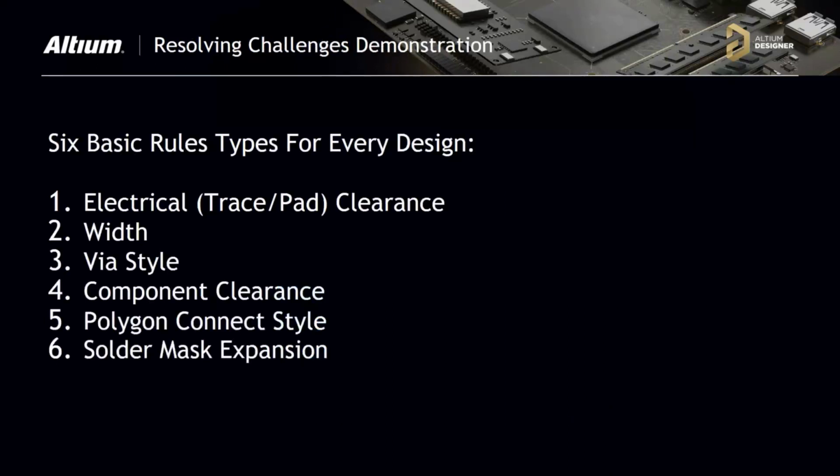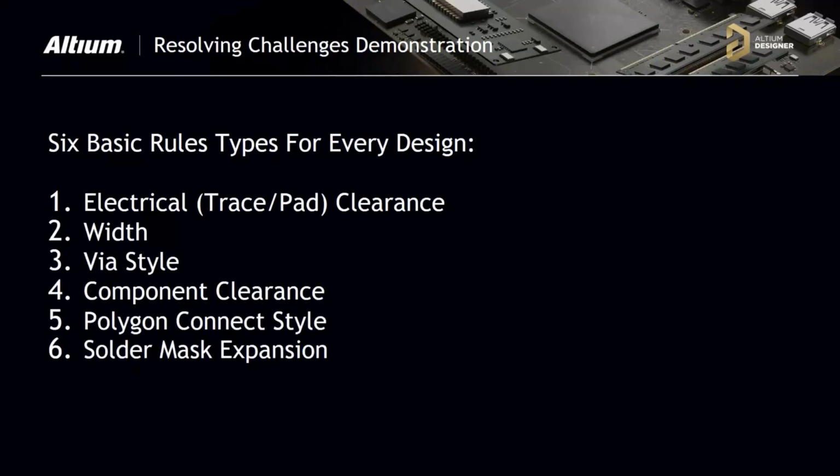There are 6 basic rules we recommend to everyone. The first two are the clearance and the electrical clearance of the pads, the traces and component clearance, and the via styles and the polygon connect style, which shows how your copper pour connects to your vias and different pads. And solder mask expansion, make sure it's not too small and not too large. They are the basic rules you have to remember while applying them.